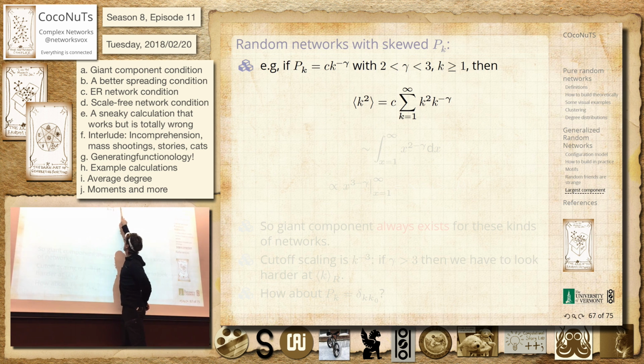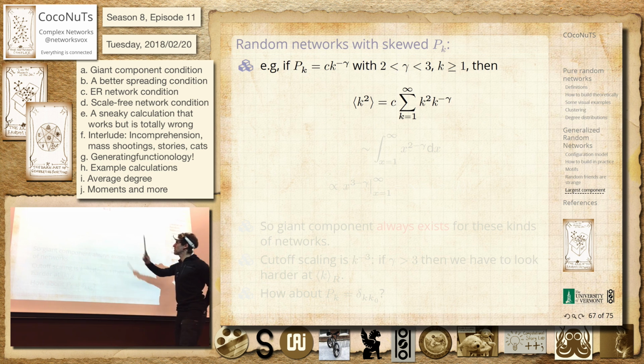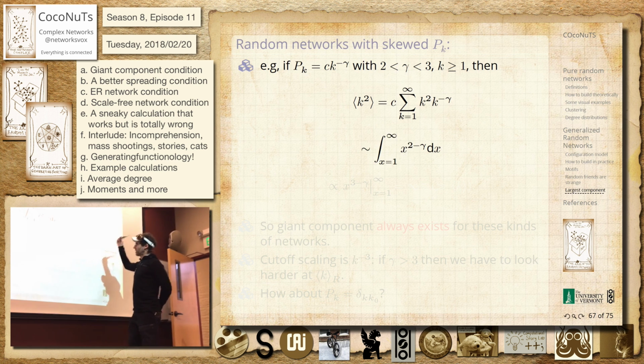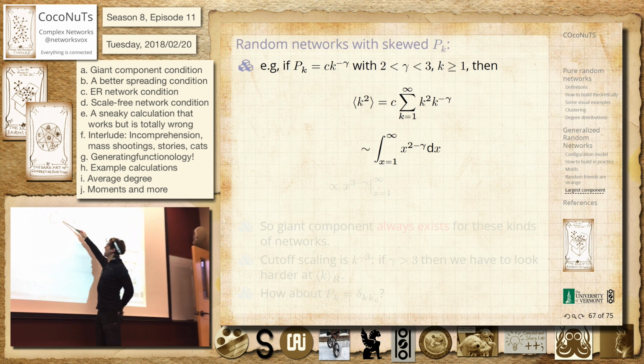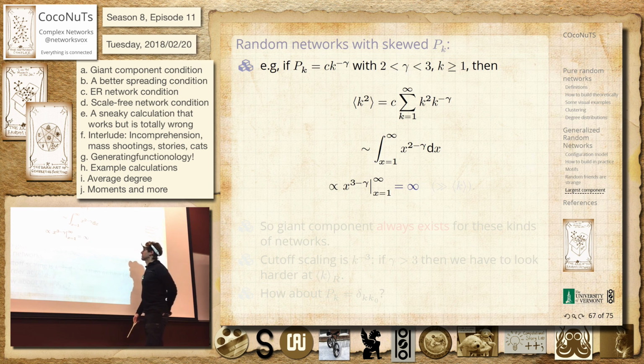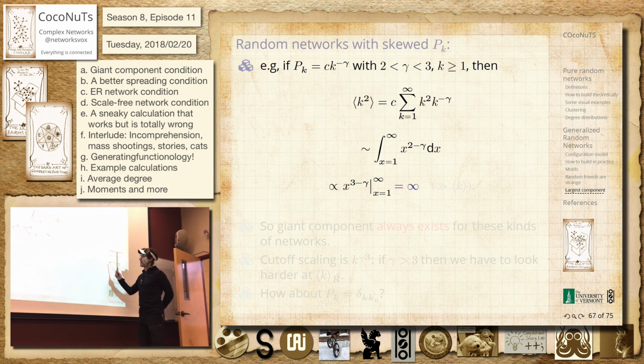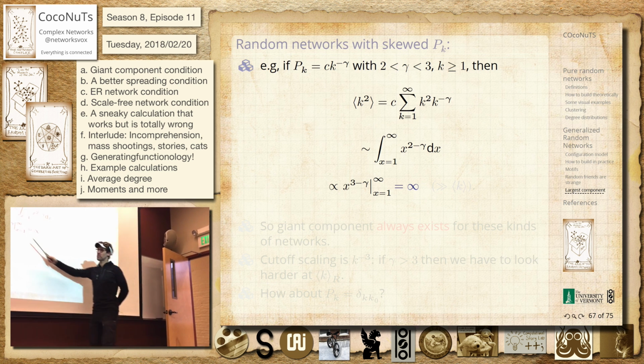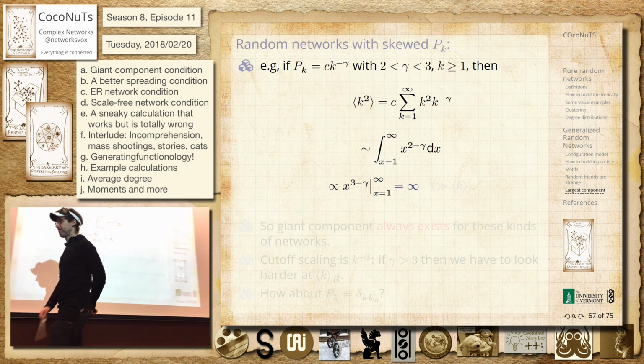So we're just trying to find the average of this K squared, the second moment, which we can approximate. We make a rough thing. So this is x to the 2 minus gamma, and we're just going to integrate from 1 to infinity. This is a standard integral. This is very simple. That goes pop, right? Because gamma is between 2 and 3.